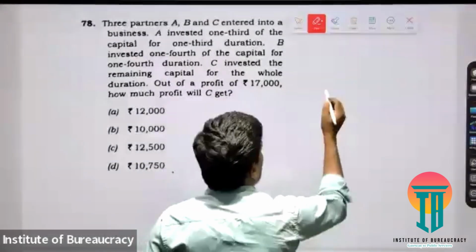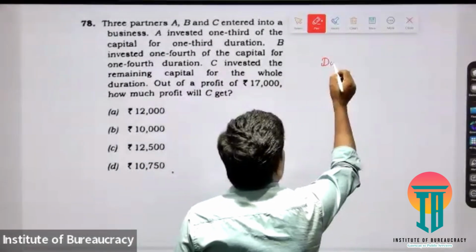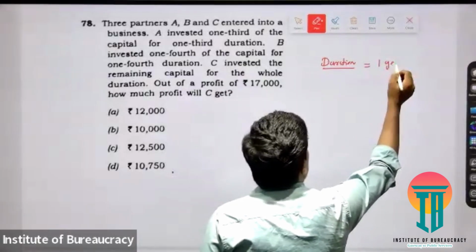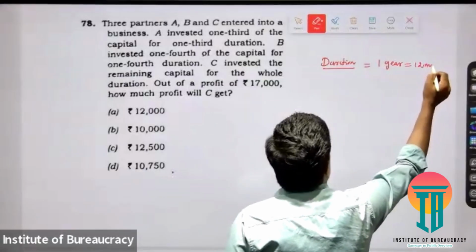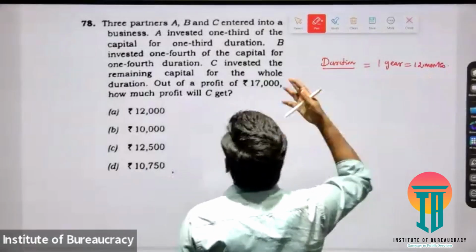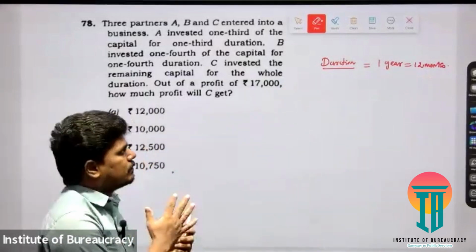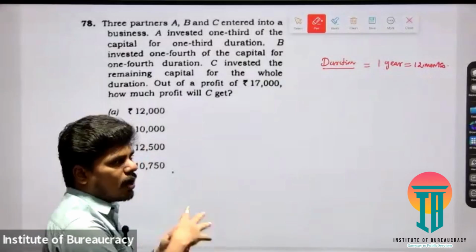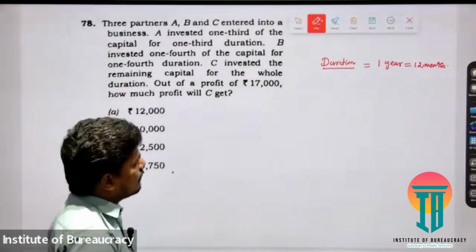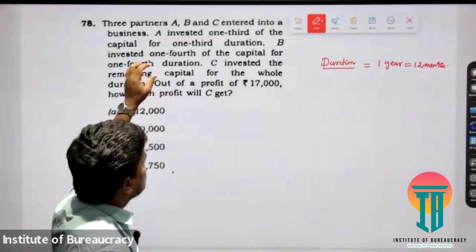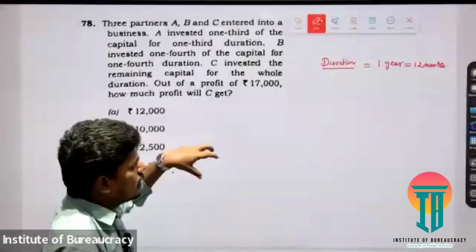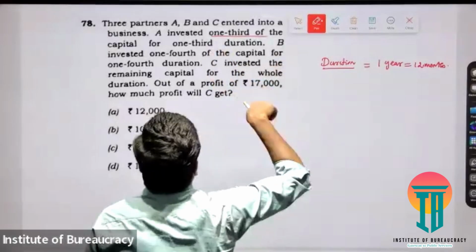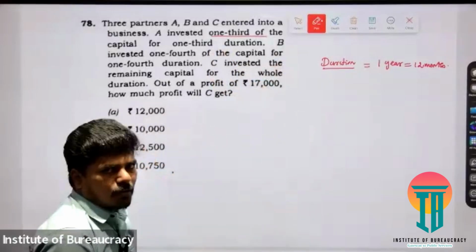Here the duration is not given, so I'm going with the assumption that the duration is 1 year, which is 12 months. What we have to find is in what ratio the profit has to be shared. For that, we have to use the concept of how much duration their investments are there in the business. A invested 1/3 of the capital, but how much they have invested, we also don't know.